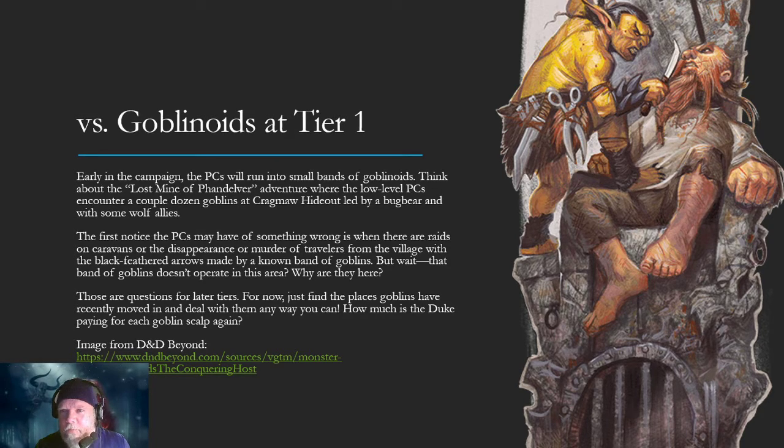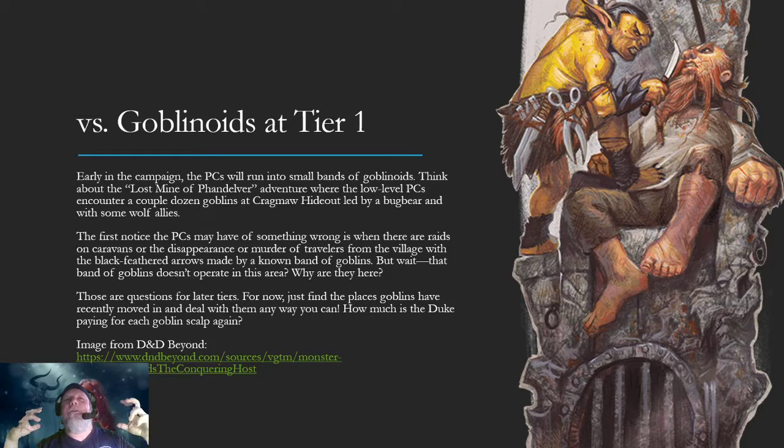50 years ago, Duke Shiny Armor, the whole reason he's a Duke now, led a contingent that went and wiped out every goblin band within 50 miles of Frontier Town. So how did these guys get here? Why are they here? What's going on? Oh, players, those are questions for later tiers. For right now, you just go find the places the goblins have recently moved in and deal with them any way you can. Say, how much is the old Duke paying for each goblin scalp these days? All right, so that's goblins at Tier 1.